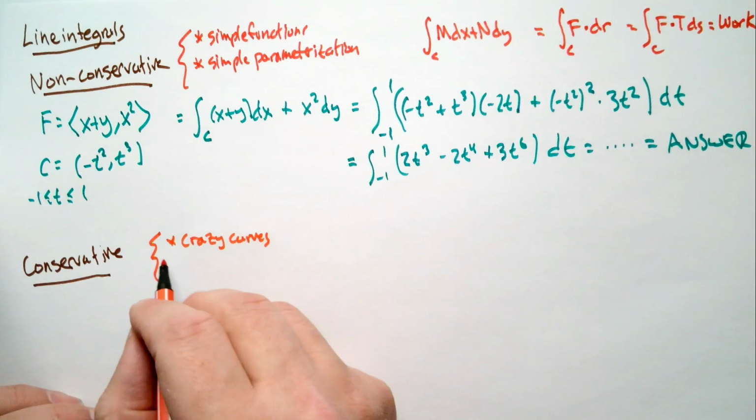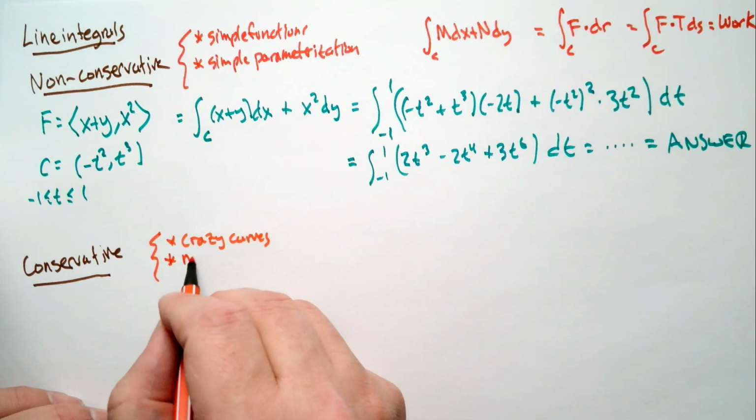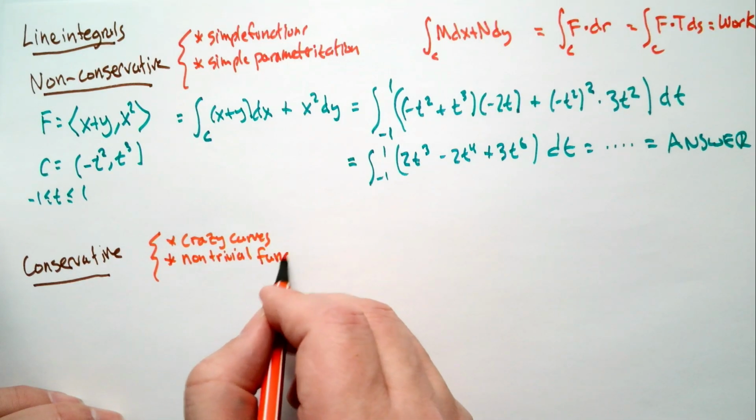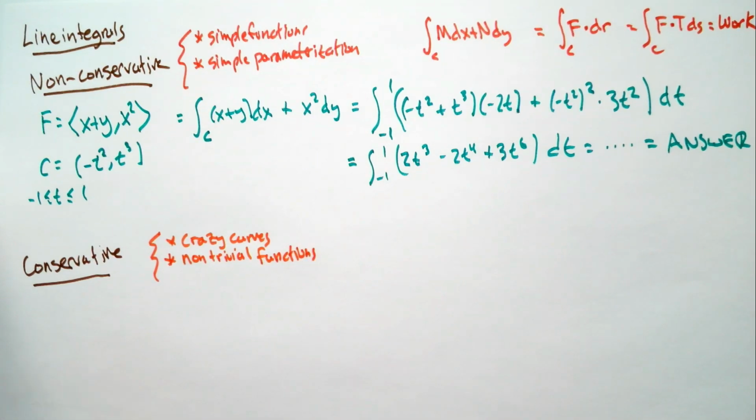The other thing is that you have usually non-trivial functions. So functions which are more complicated to work with. So when you see a complicated curve, a non-trivial function, you should start thinking, all right, that sounds like something where I want to use conservative. Okay, so how do we do that?